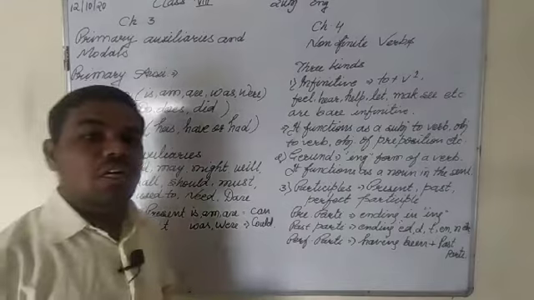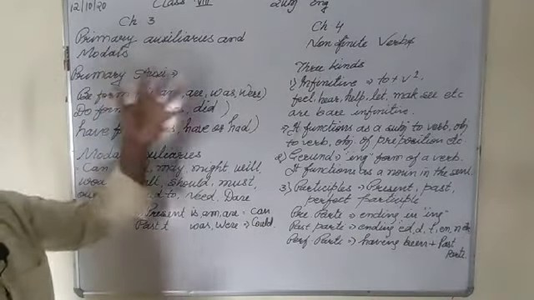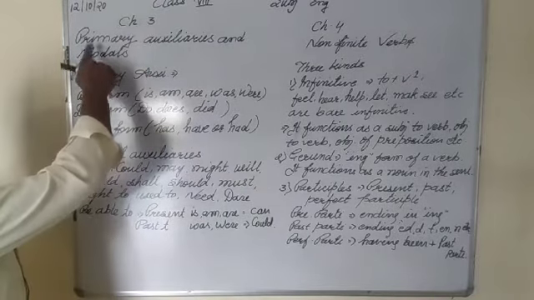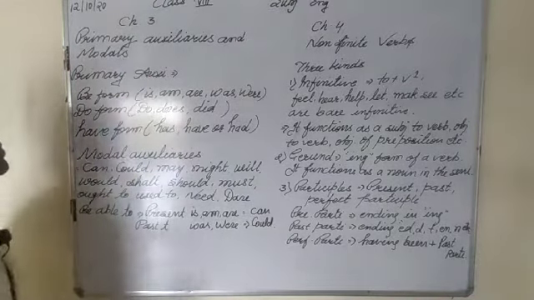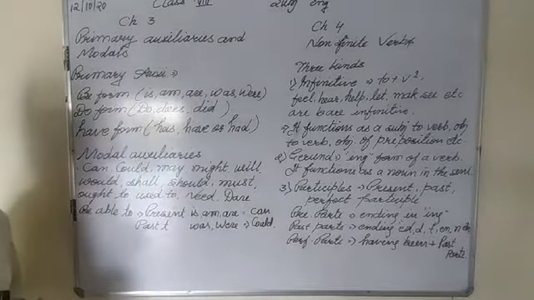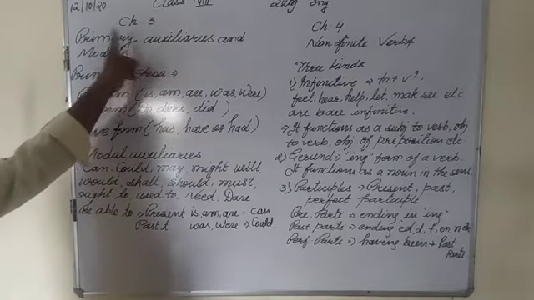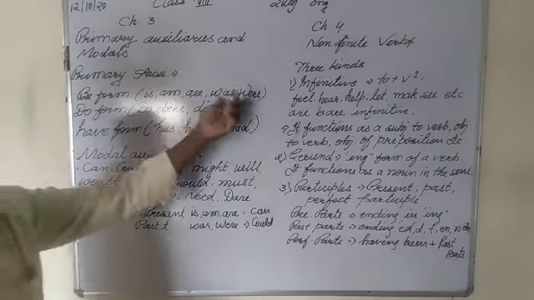Dear students, today we are taking chapter number 3 of our English grammar revision. The title of the chapter is Primary Auxiliaries and Modals. There are two main kinds of auxiliaries. First is the primary auxiliary, in which we get 11 helping verbs.